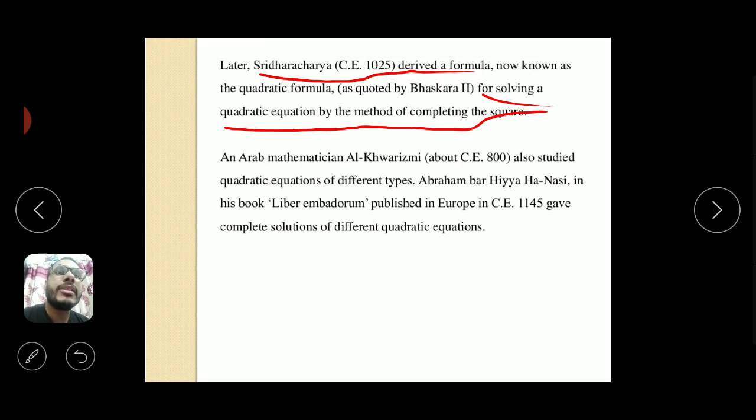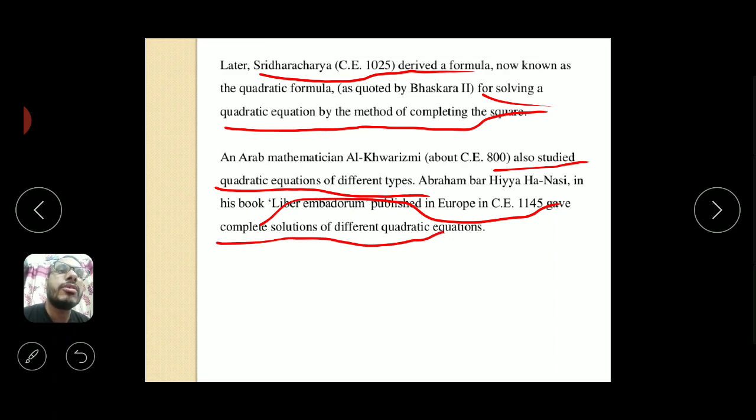An Arab mathematician Al-Khwarizmi also studied quadratic equations of different types. Abraham Bar Hiyya Ha-Nasi, in his book Liber Embadorum, published in Europe in CE, that is Christ era 1145, gave complete solutions of different quadratic equations.